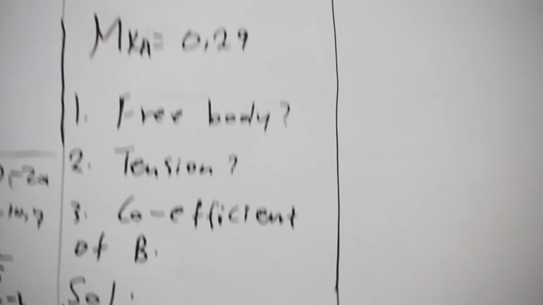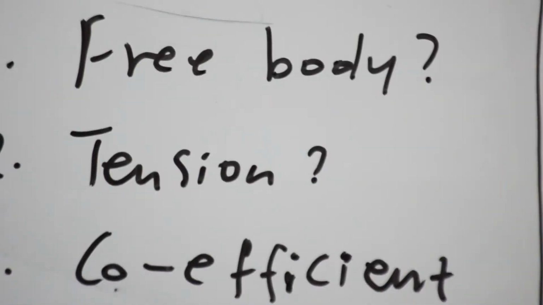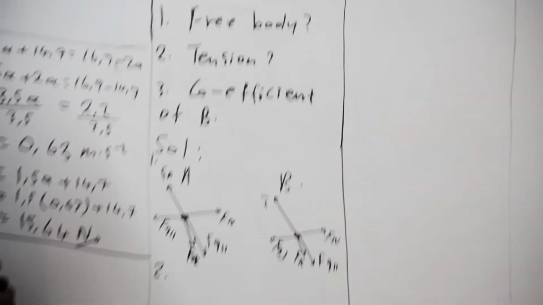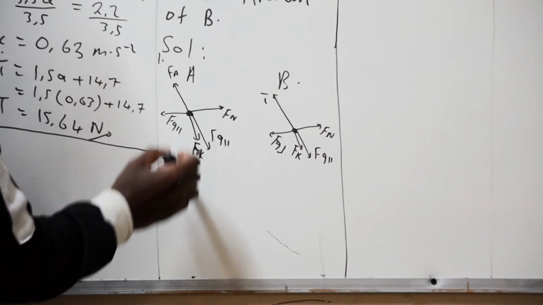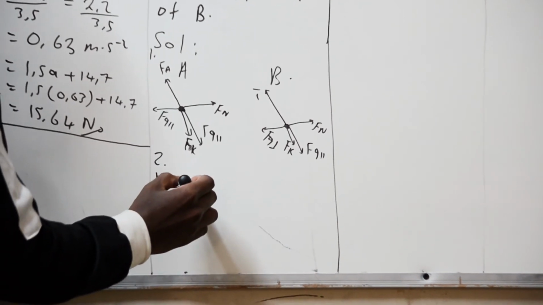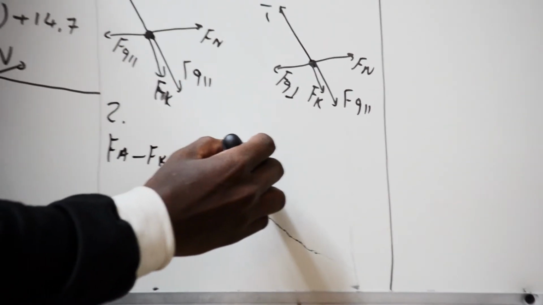Number 2, what is happening? Which number 2? Because we need to find tension up. So that means I have to find acceleration or tension. This is a simultaneous equation. So my F net here will be Fa minus Fk minus Fg parallel equal to Ma.